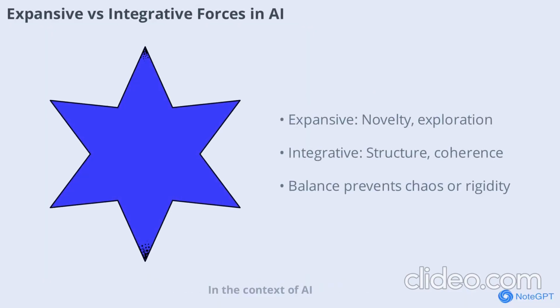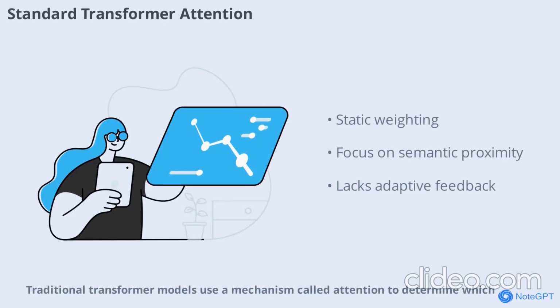In the context of AI, expansive forces represent the system's ability to explore new ideas, generate novel outputs, and adapt to unfamiliar situations. Integrative forces, on the other hand, ensure that the AI maintains coherence, structure, and consistency in its responses. Think of it as a dance between creativity and logic. Too much expansion leads to randomness, while too much integration results in rigidity. By balancing these forces, AI models can generate responses that are both innovative and meaningful, mirroring the way humans balance imagination with reason.